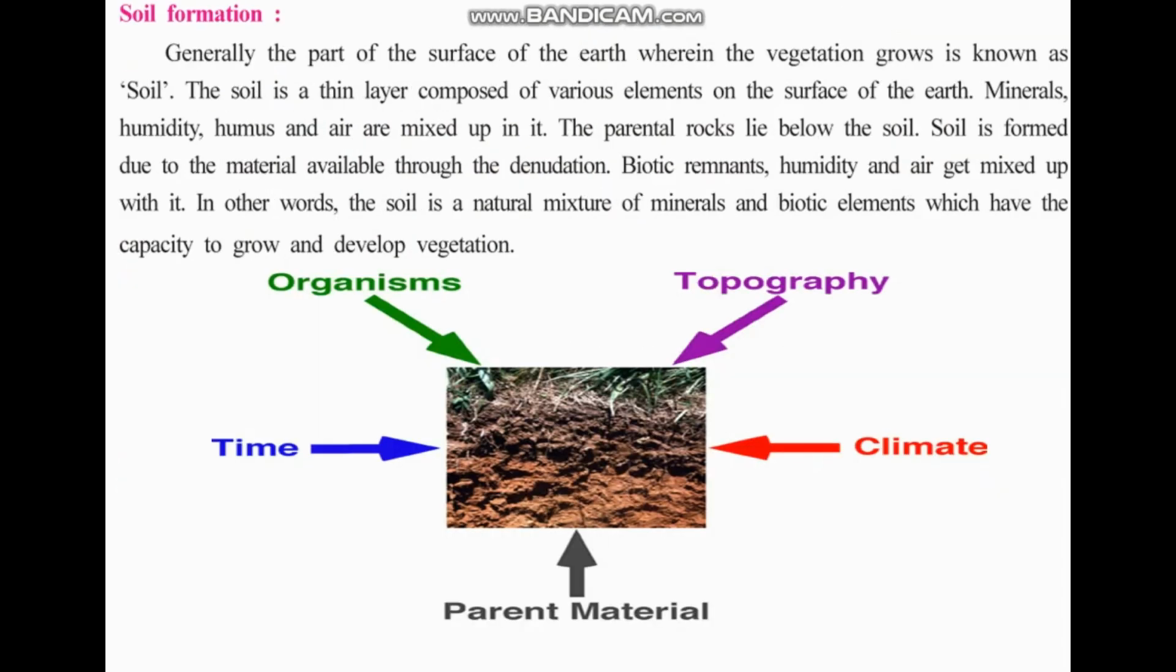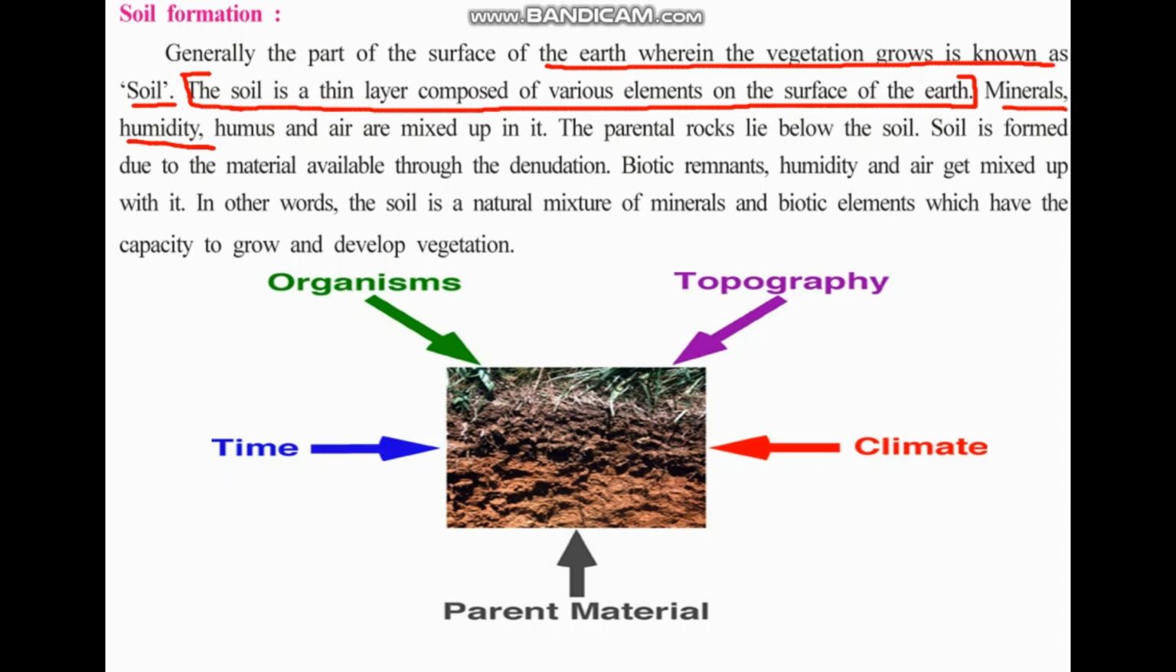Next comes soil formation. Generally, the part of the surface of the earth where vegetation grows is known as soil. The soil is a thin layer composed of various elements on the surface of the earth. So this can be a definition: the soil is a thin layer composed of various elements on the surface of the earth.